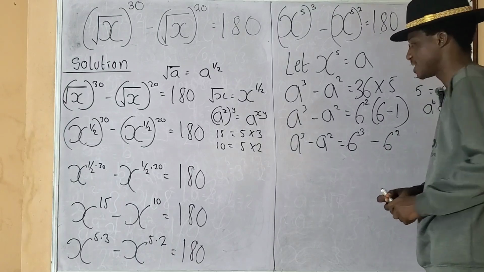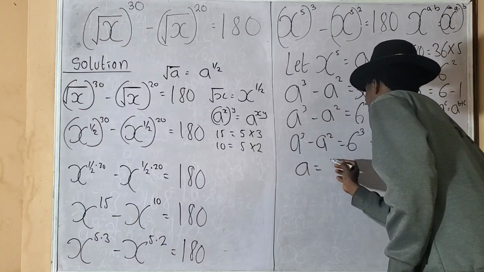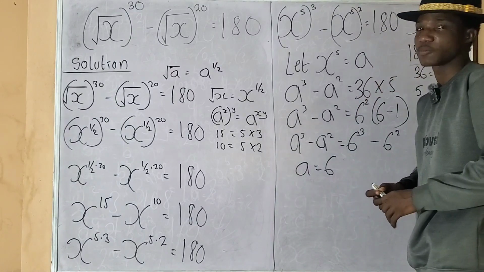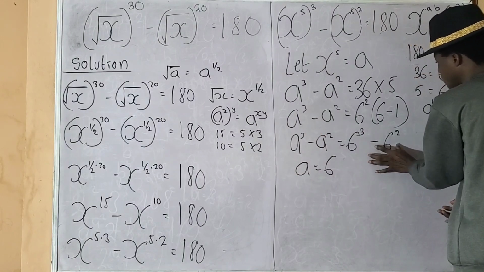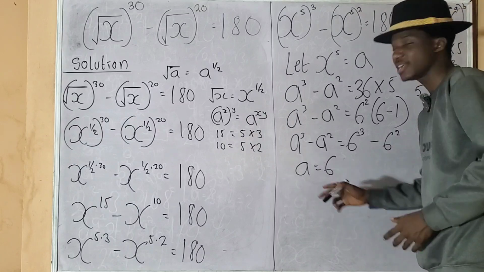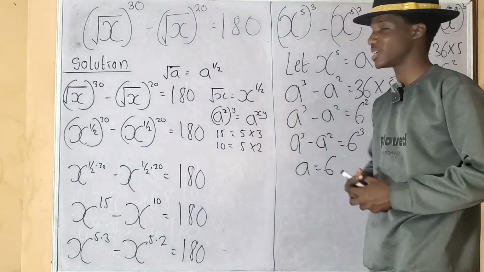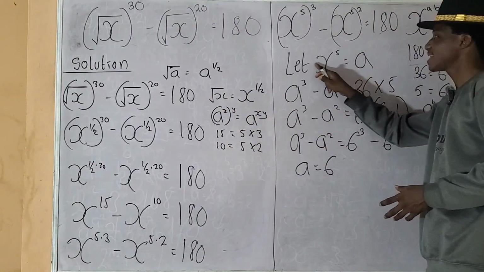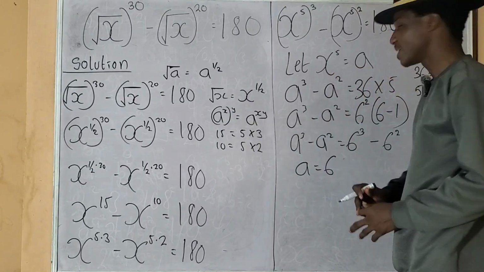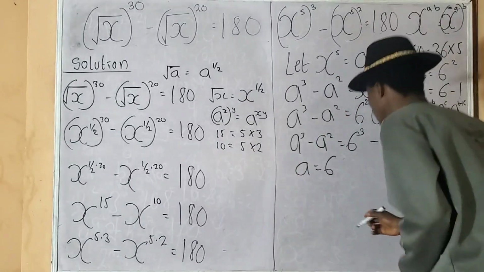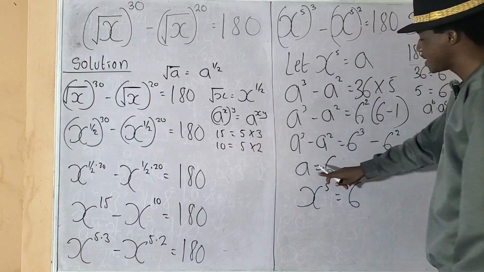Now, if you compare both sides, you can see that a equals 6 because it is obvious. If you compare both sides, a raised to the power 3 is 6 raised to the power 3, and negative a raised to the power 2 is negative 6 raised to the power of 2. So obviously, a equals 6, but our goal is to find the value of x, not the value of a. So you go back to this. Let x raised to the power of 5 equal a. If x raised to the power of 5 equals a, and a equals 6, we're going to have x raised to the power of 5 equals 6, because a is now 6, right?